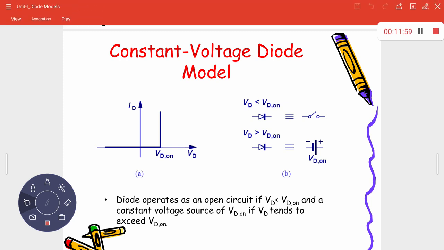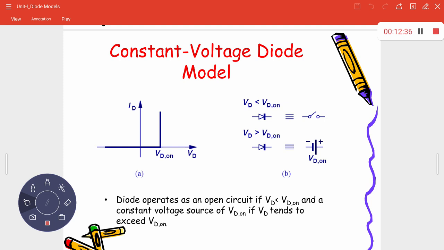What do you mean by the constant voltage model? So far you have seen that whenever your applied voltage is greater than the threshold voltage, the current rises exponentially. It is equal to Is e to the power Vd by Vt, or minus one term, just forget about this. So accordingly, the current value rises exponentially for a small change in the voltage value.